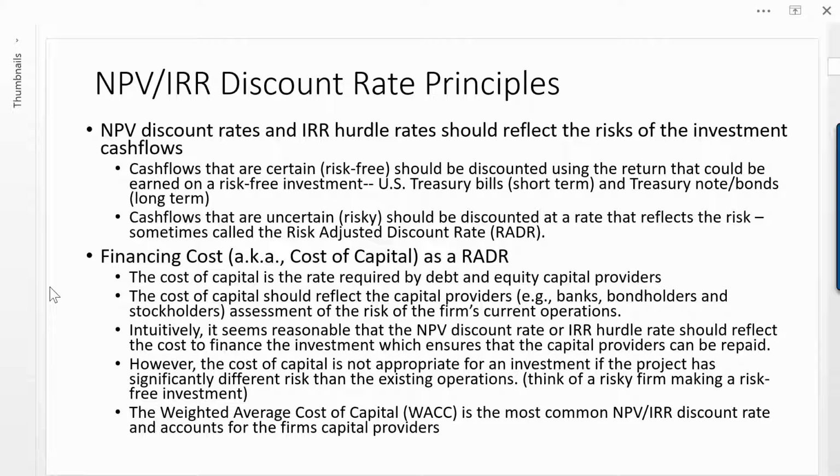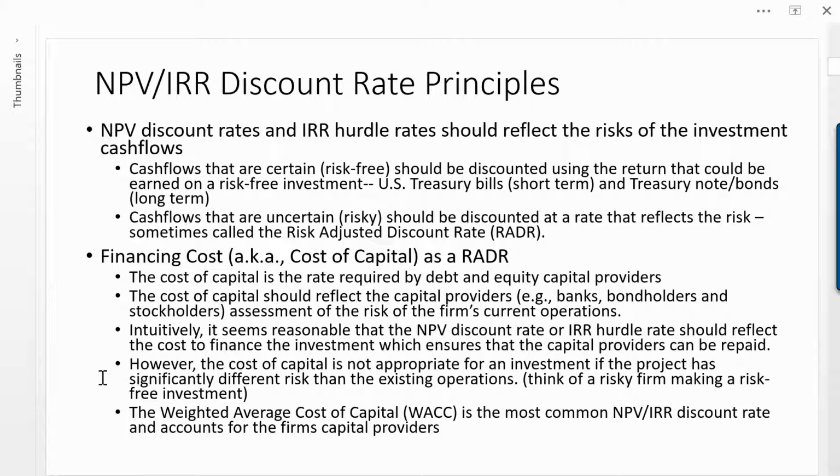Now, the cost of capital is a term we use a lot in finance, and it is the rate required by the debt and equity providers of the firm. It seems to make sense that the cost of capital should reflect the capital providers' assessment of the risk of the firm. That is, when someone buys a stock of a company or lends money to a company, they're going to assess the risk of that company. Therefore, the return they demand, the cost of capital, should reflect that risk.